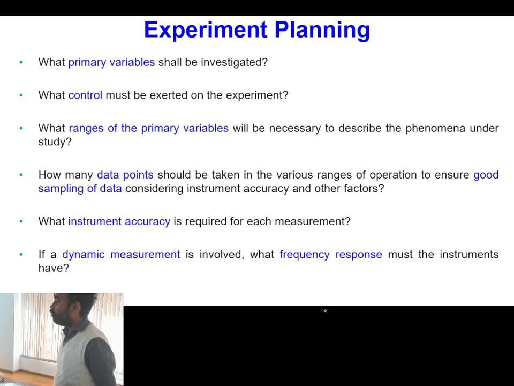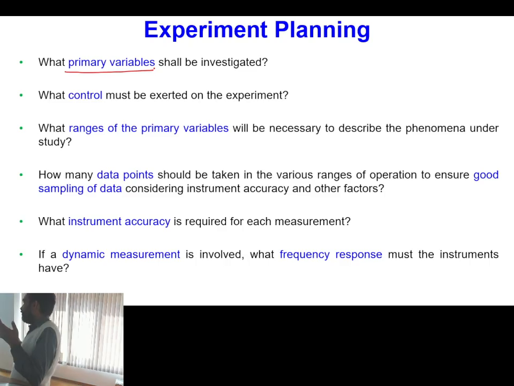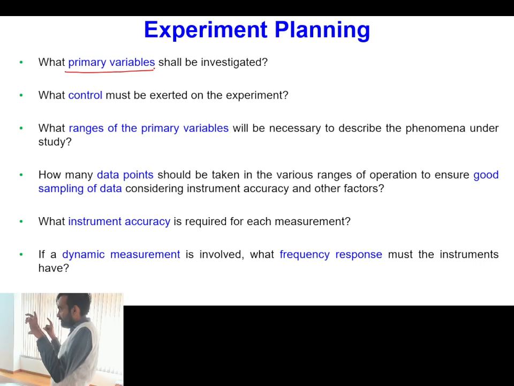Once our goal and objective is clear to us, then we have to list down what are the primary variables that shall be investigated. For example, if your simple objective is that you have to define and design an experimental facility for measuring the pressure drop inside a pipeline, what type of measurements do you need to do? So this is your objective.